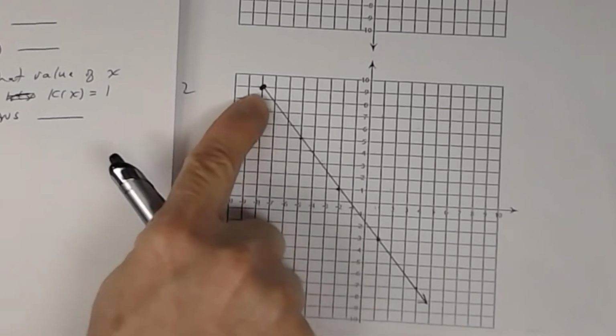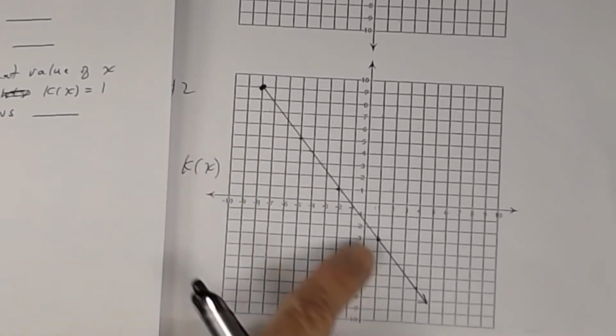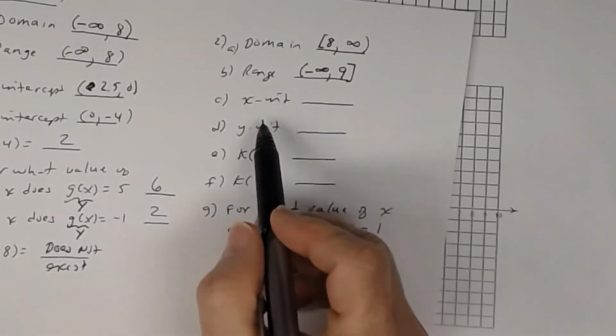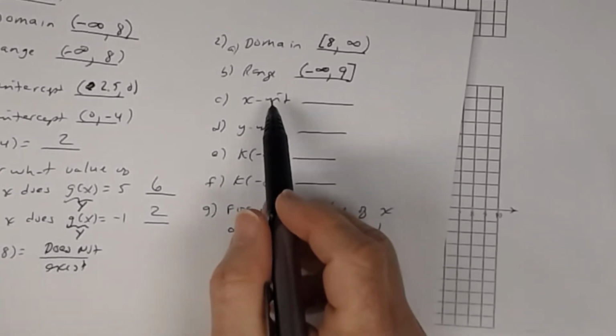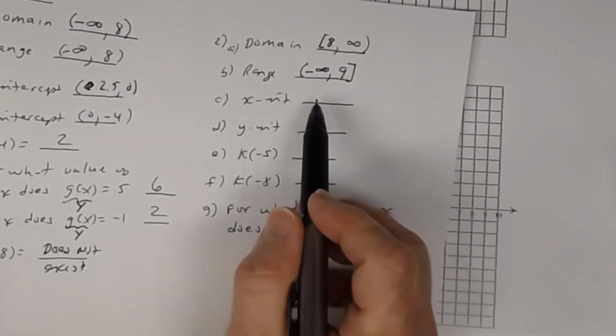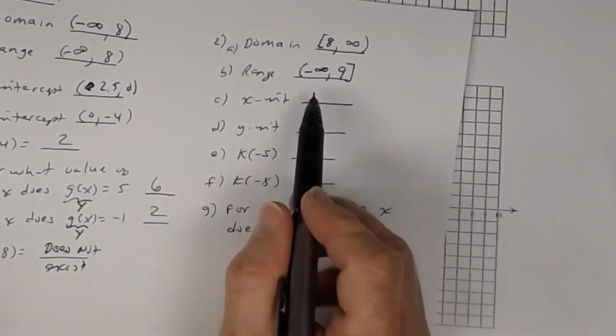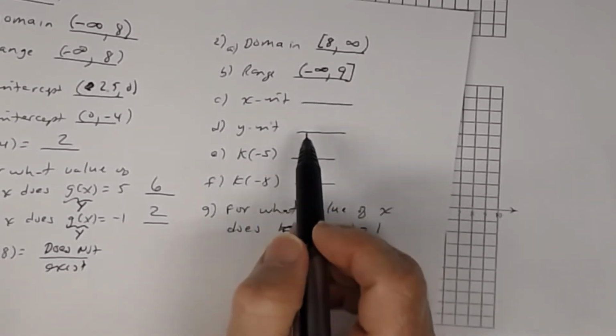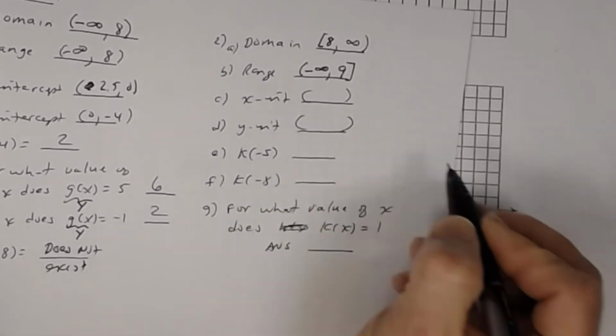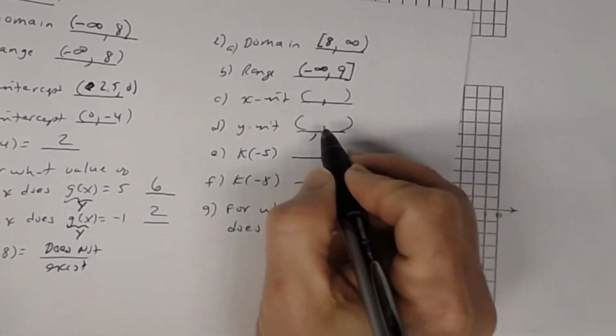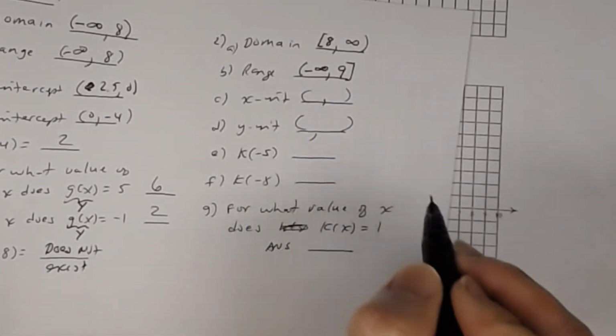So remember, closed circle, arrow. The x-intercept, y-intercept. The x-intercept is where the graph crosses the x-axis. The y-intercept is where the graph crosses the y-axis. And you are told to put this as an ordered pair. So you have to write this as a point. And remember, when you write a point, always use parentheses.